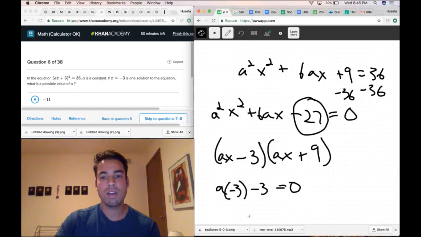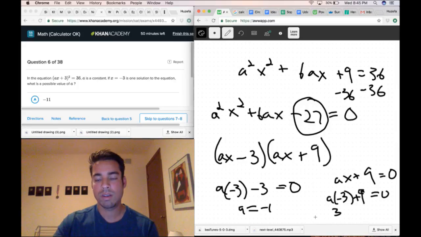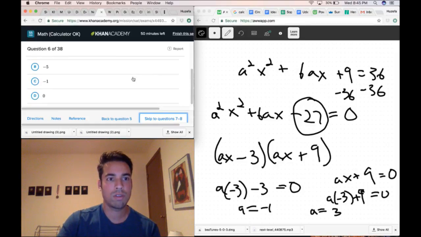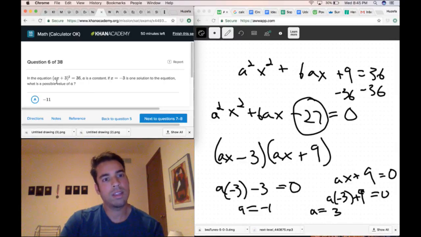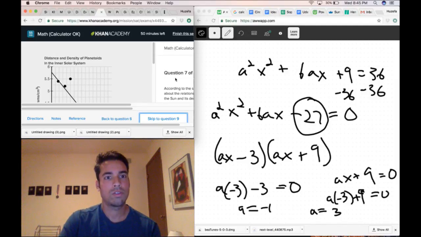This means that if a were negative 1, that would be a solution. And here, if we have ax plus 9 equals 0, and again x is negative 3, a times negative 3 plus 9 equals 0. We know to make this work, a would have to be 3. So two possible solutions are negative 1 and 3. Let's see if either are there. Negative 1 is there. There we go. We could even quickly plug it in and see negative 3, positive 3, 6. Yeah, it works.